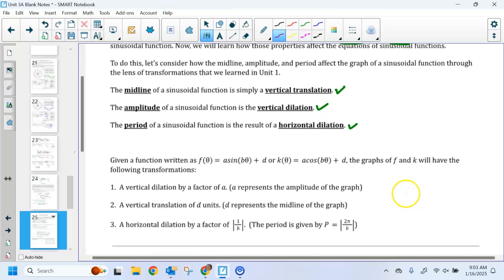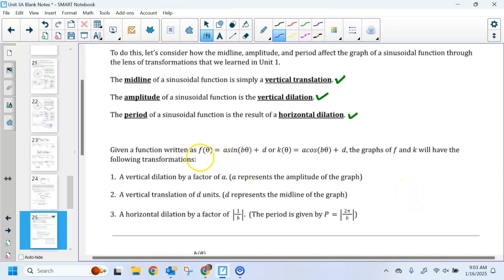Okay, so let's first talk about how the midline, amplitude, and period affect the graph of a sinusoidal function. So we're starting with these core parent functions for sine and cosine, and notice that they have an amplitude of A, the midline we call D, and the period will come from the B value. It's not equal to B, but it comes from the B value. Notice that I have not yet added in horizontal transformations.